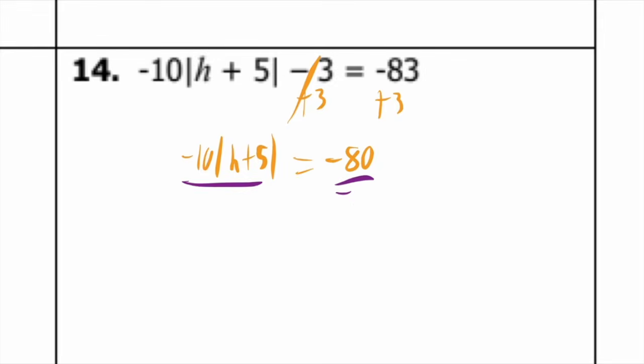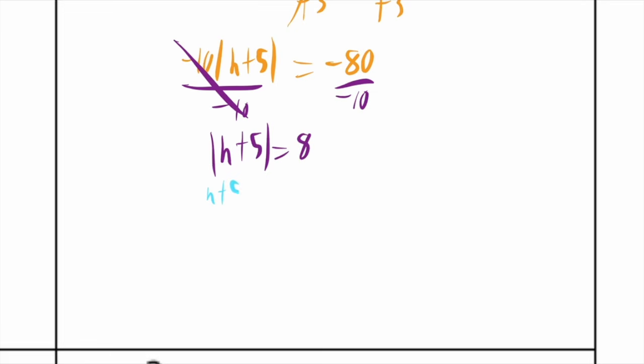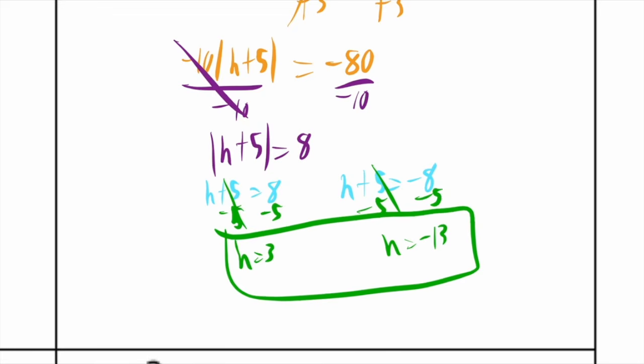Now I have to divide by negative 10, and I get the absolute value of h plus 5 equals positive 8. So I go ahead and make my two equations now that my absolute value is completely isolated, and I get h plus 5 equals 8, as well as h plus 5 equals negative 8. And solving each of these equations results in, after subtracting 5, I should note, h equals 3, and subtracting 5 in the other one results in h equals negative 13 as my two answers.